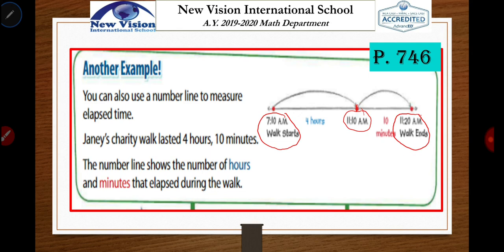Did you count with me? Good. Now, how much time is there from 11:10 to 11:20? You have there 10 minutes. So, how much time is there from 7:10 to 11:20? You have 4 hours and 10 minutes. As simple as that. Did you get that? Good job.